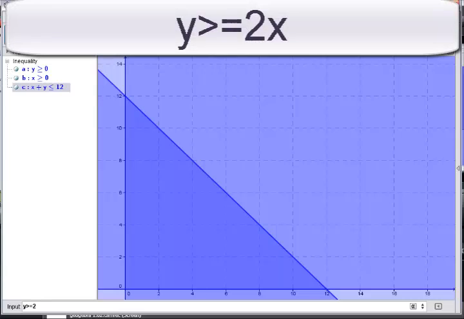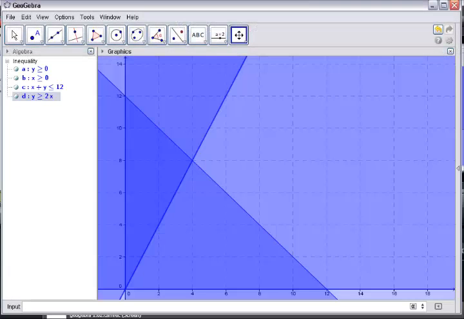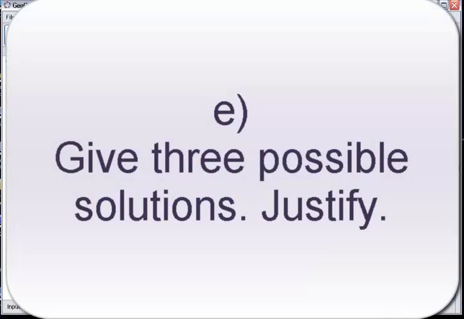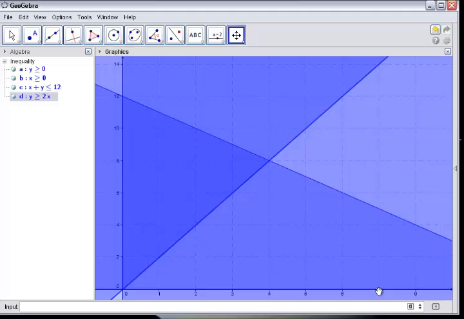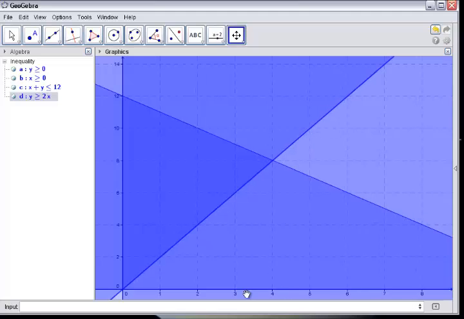The last constraint that I have to graph is that the science hours must be at least 2 times greater than the math hours. That is, y is greater than or equal to 2x. This quadruple shaded area represents the solution set for the system of inequalities. Next, we need to find 3 possible solutions and justify our choices. I'm using the Move tool again so that we can zoom in on our solution set.